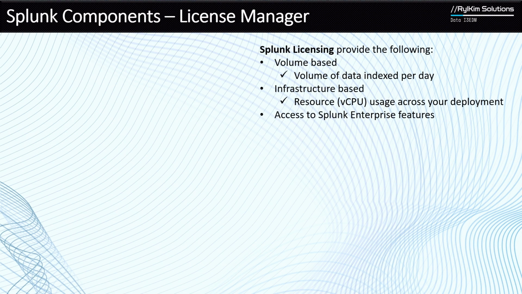The third thing that licensing offers is access to Splunk features. So it's not only about volume of data, it's not only about vCPUs. There are certain features that you cannot use if you don't have the license to use them. For example, we spoke about a deployment server in the previous slide, and then we said that you can use the forwarder management, which is part of Splunk Web, in order to manage the deployment server. So if you don't have such a feature associated with your license, you're not going to be able to use it.